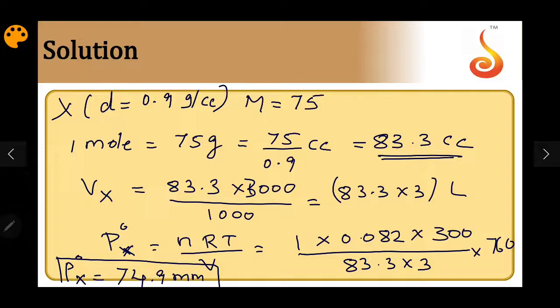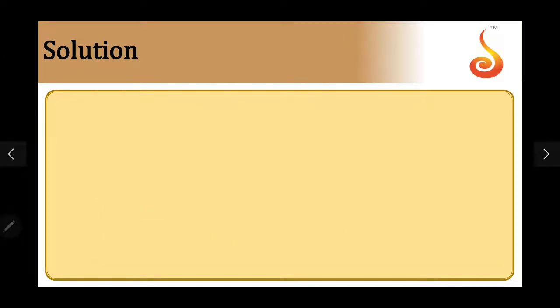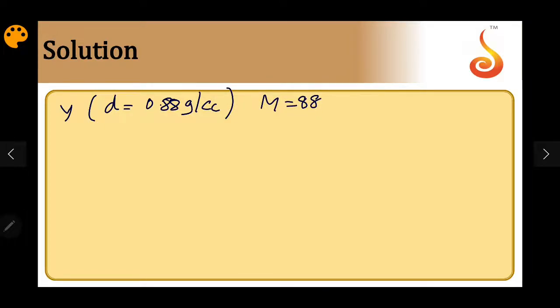Same way we have to find for Y also. So if I take Y, density is 0.88 gram per cc and molecular mass is 88. So 1 mole again is equal to 88 grams, which is equal to 88 by 0.88, which means 100 cc.